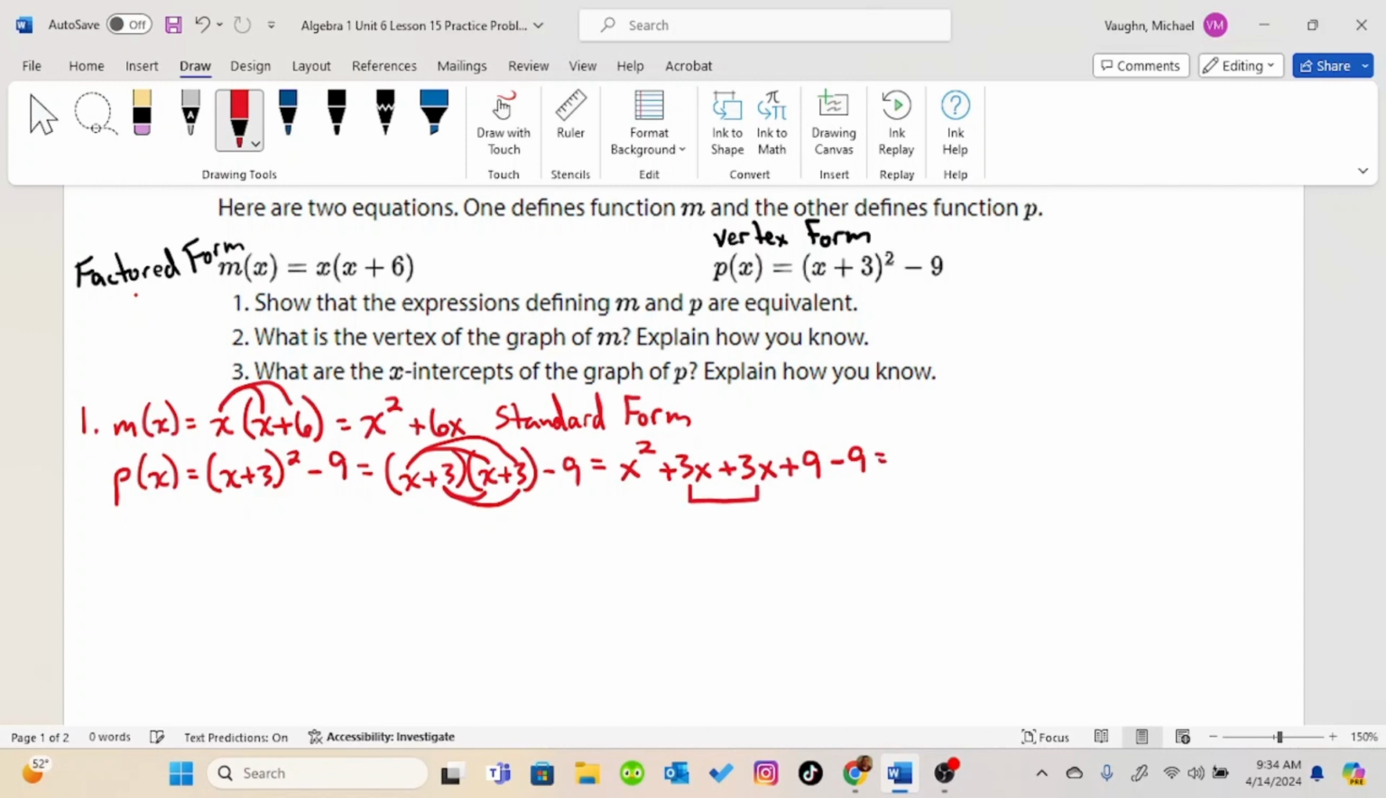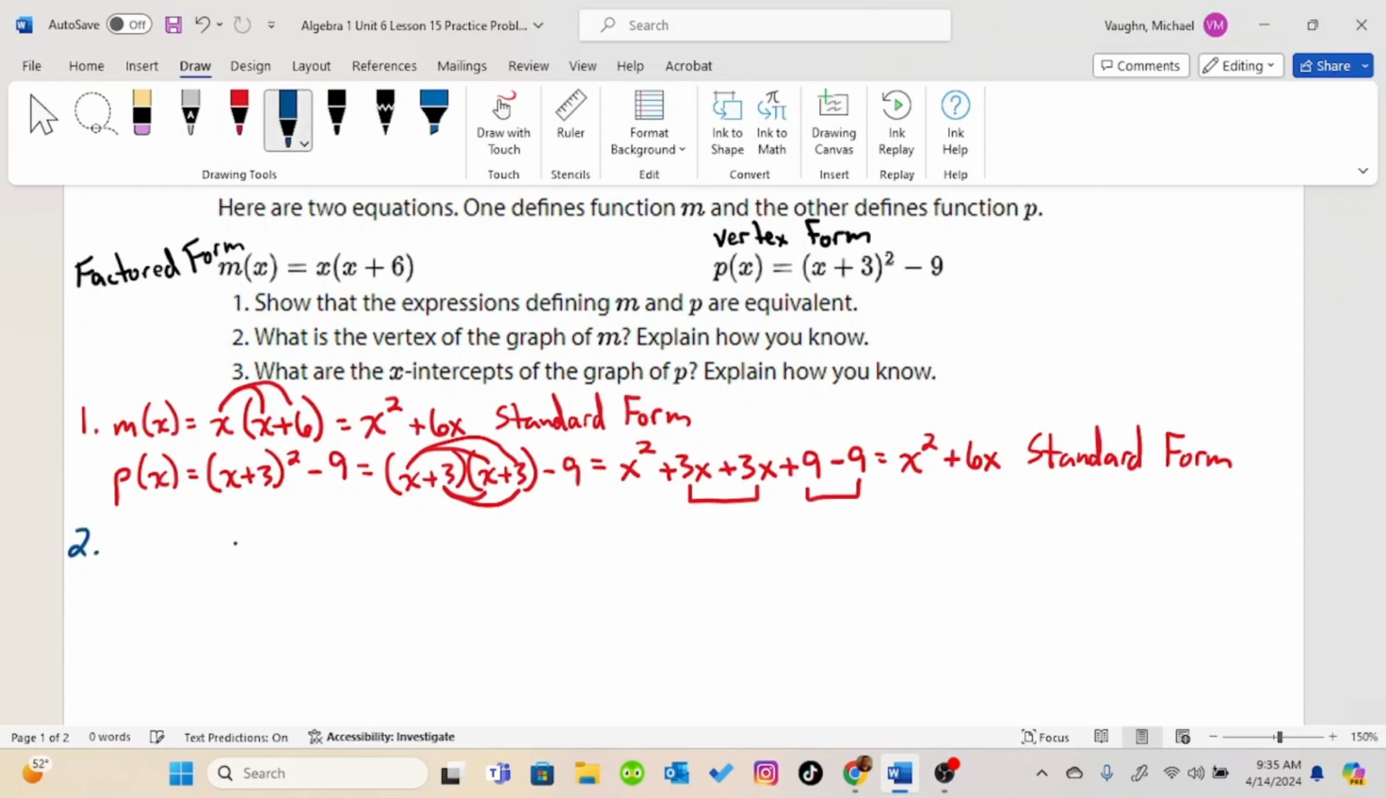Now when I combine like terms, I have x squared. 3x plus 3x is 6x. And 9 minus 9 is 0. And we can see that the standard form for both functions is the same. M of x equals x squared plus 6x, and p of x also equals x squared plus 6x. So we know they are equivalent.